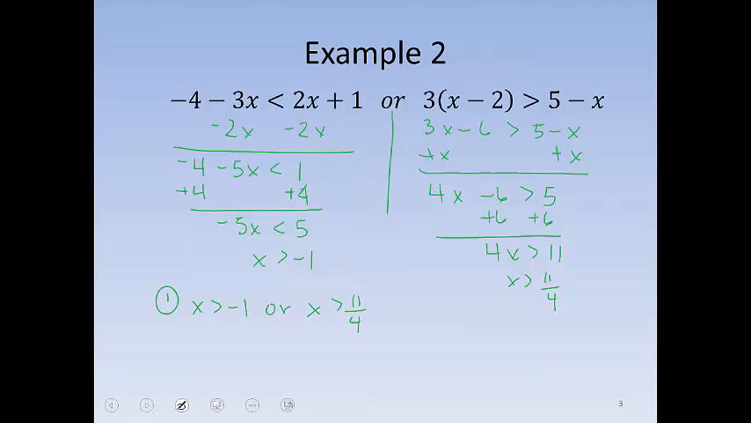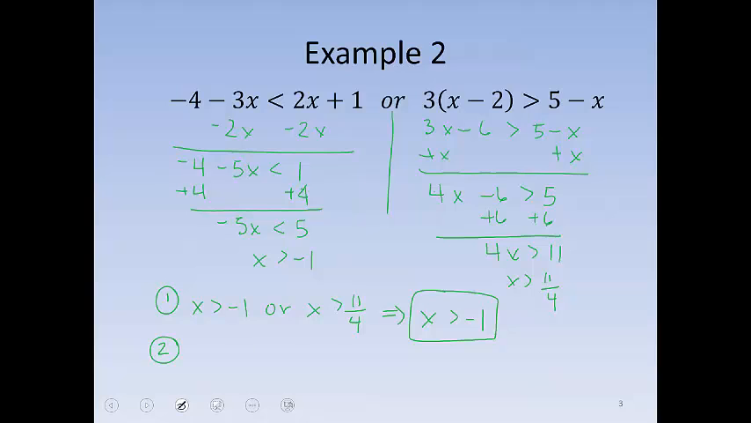But let's reconsider that and think of how we can write that simpler. I'm thinking that if x's are allowed to be greater than -1, or they can be greater than 11/4, well, everything greater than 11/4 is already greater than -1. And because this is a union and everything gets included, I'm going to simplify this to x is greater than -1. This is my final inequality answer, and that's what I need in order to write it on a number line or write it in interval notation.